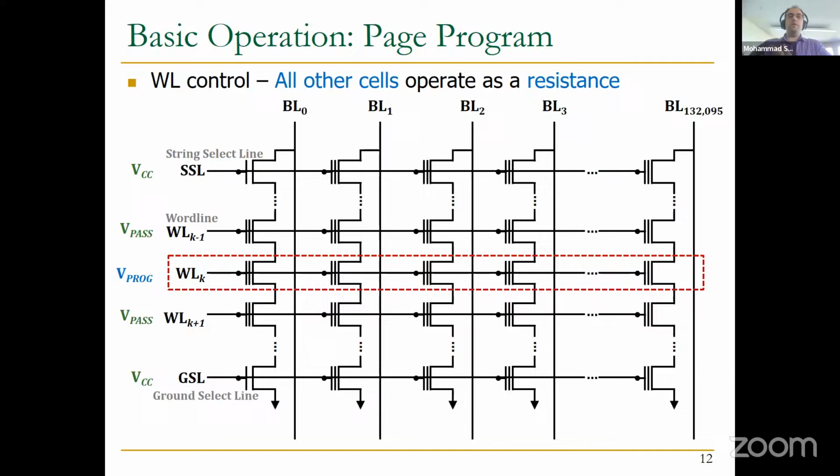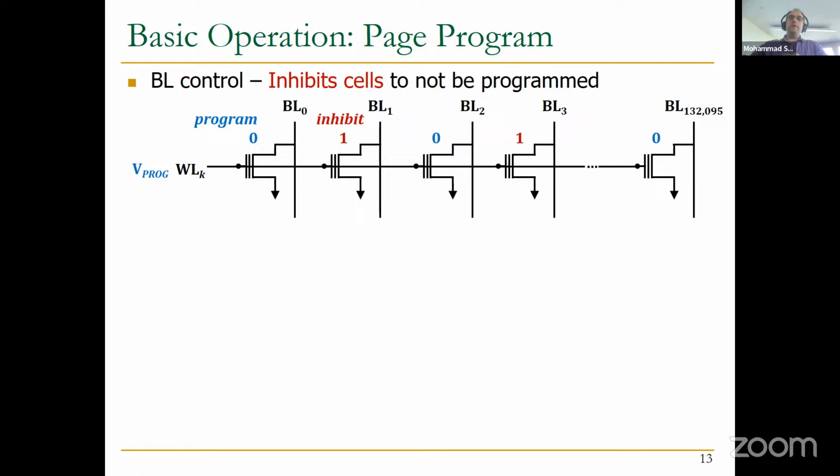So we will also see such works later in this course. But yeah, so you apply VPASS, and then there is a row that you apply VPROGRAM. So when you want to write your data, imagine that your data is like this: 0, 1, 0, 1, something, and in the end, 0.